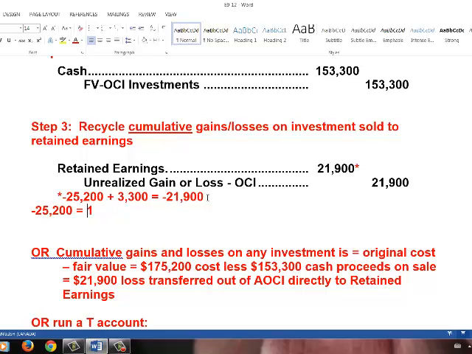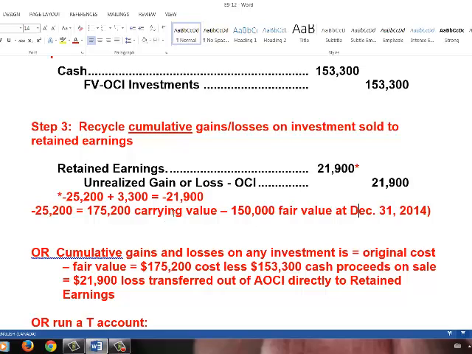You had $175,200 carrying value, right? But the fair value you adjusted it to was $150,000. So maybe that might help a little bit, particularly if you don't have your text with you.